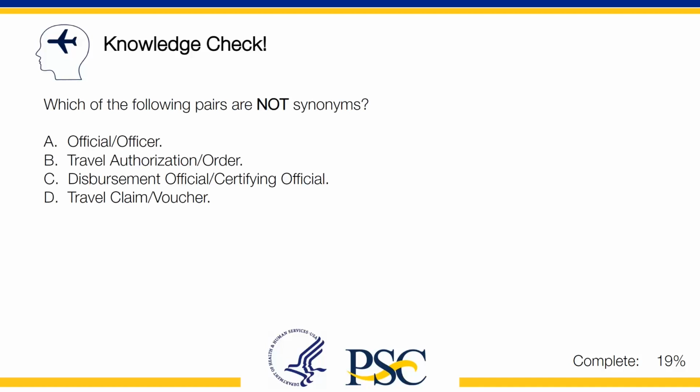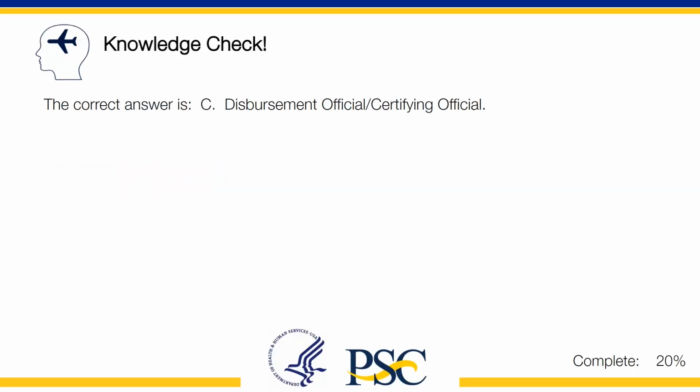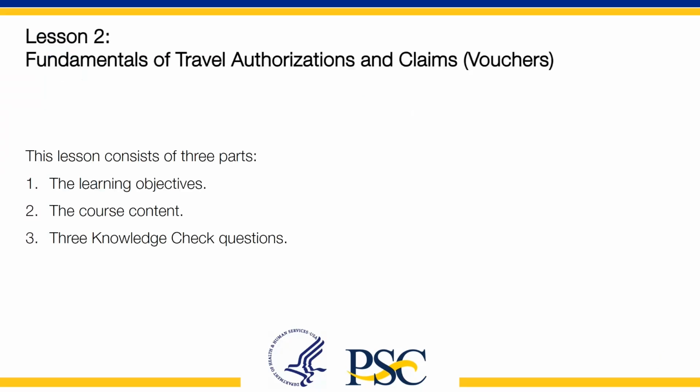Fund. Which of the following pairs are not synonyms? A. Official, officer. B. Travel authorization, order. C. Disbursement official, certifying official. D. Travel claim, voucher. Pause this video, consider your response, and then resume to learn the correct answer. The correct answer is C. Disbursement official, certifying official.